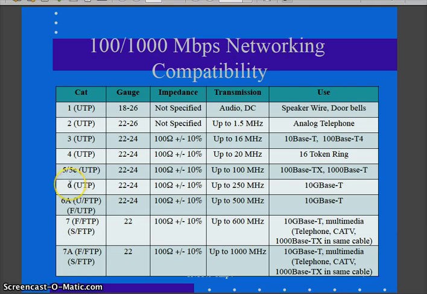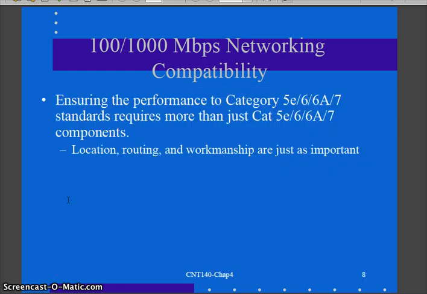I best be using this category of cabling over here. I can use it in both directions, and that's what they're telling you to do. Ensuring the performance of whatever category I pick, Category 6 standards, requires more than just Category 6 components. If I install Category 6 cabling, I better be using Category 6 patch panels, Category 6 outlet jacks, and Category 6 patch cables. I better be using all that so it's the same.